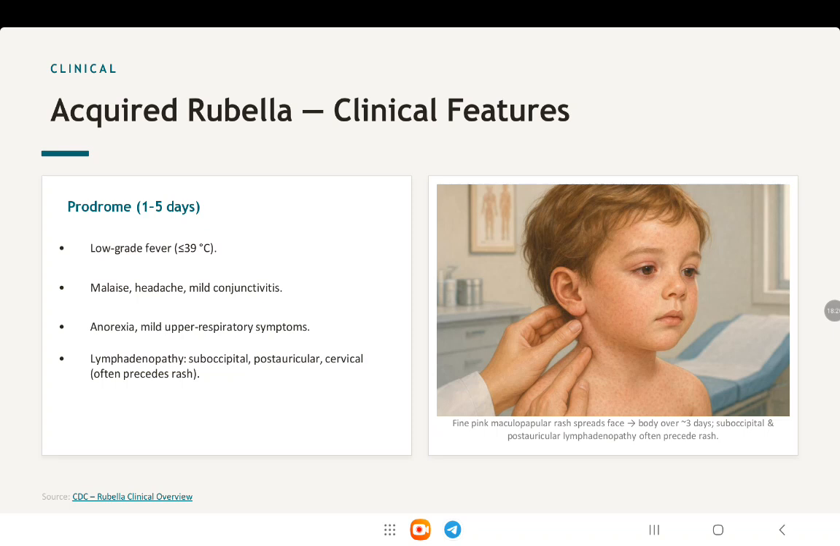The rash is a fine rash that starts on the face and spreads downward to the neck, trunk, arms, and legs. The rash usually lasts about 3 days, so rubella is sometimes called 3-day measles. What is 3-day measles? It is rubella, or German measles. Unlike measles, rubella patients usually have a lower fever and milder symptoms.